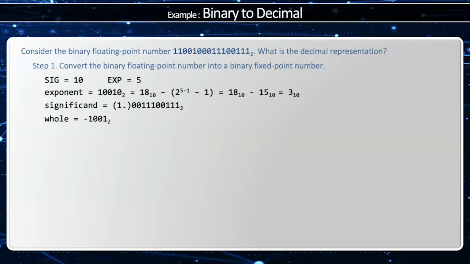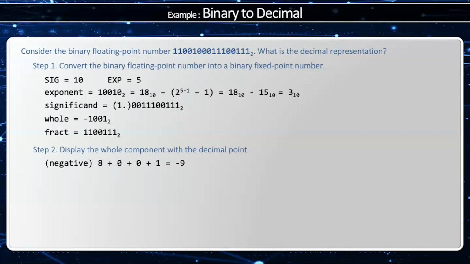So my whole number, well, my exponent's 3. I'm going to move the decimal point to the right 3 spots. So this would be 1001. Don't forget, my leading bit is 1, so I'm negative here. So it's negative 1001. That's my whole component. And my fractional component is everything left in the significand, which is 1100111. Now I'm going to display the whole component. Sorry, that's 2 to the 3, which is 8, not 2 to the 2, not 2 to the 1, but 2 to the 0, which is 1. So 8 plus 1 is 9, and it's negative, so it's negative 9.